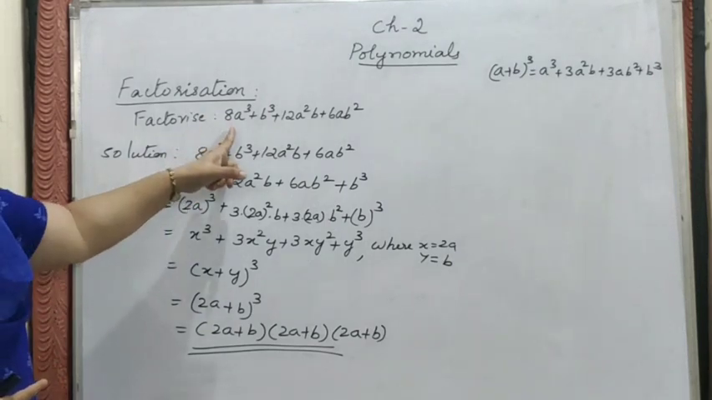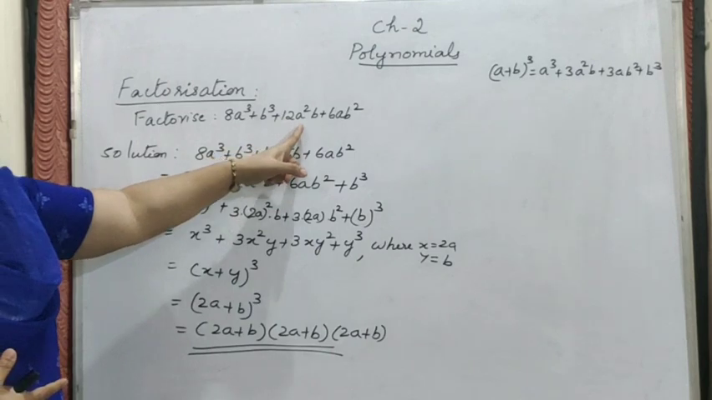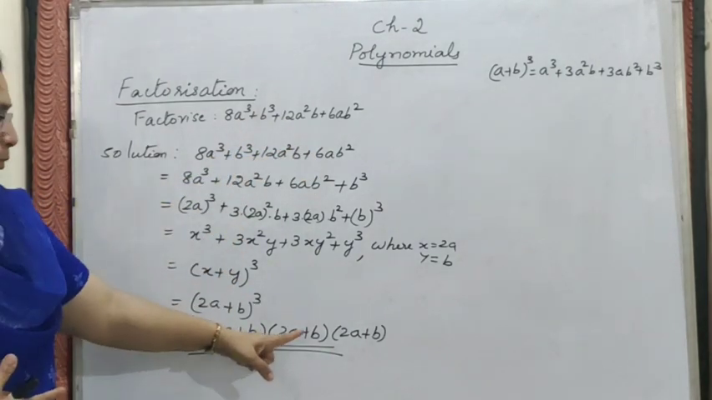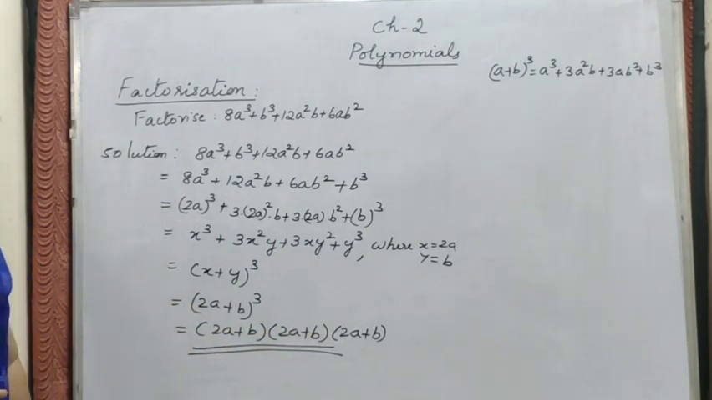So what is the question? 8a cube plus b cube plus 12a square b plus 6ab square equals (2a plus b) into (2a plus b) into (2a plus b).